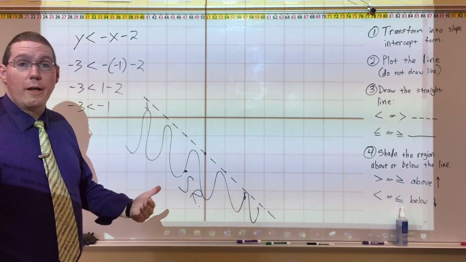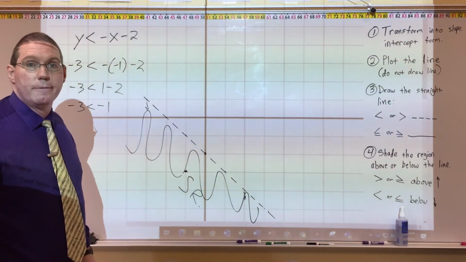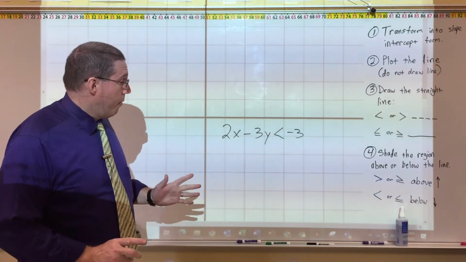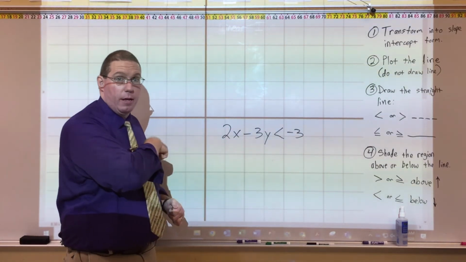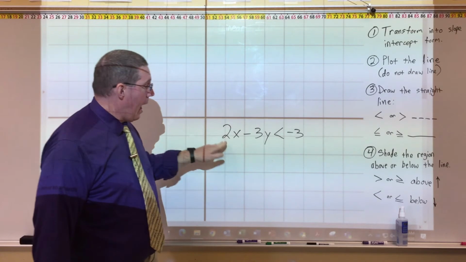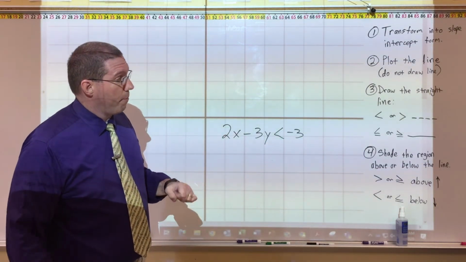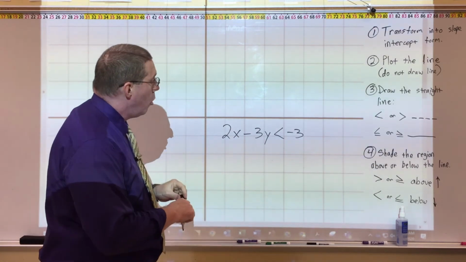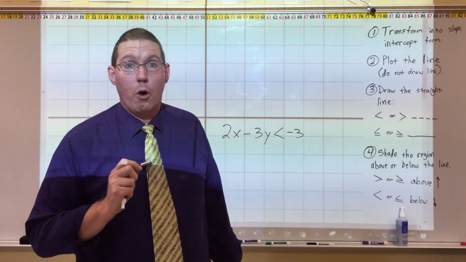Okay? Let's try another example, but I'm going to give you one where you have to do step 1. All right, here's our next example. We've got 2x minus 3y is less than -3. Now, this is in ABC form of the line. Okay, we want it in slope-intercept form of the line. And so we want to isolate y. We want to solve for y.